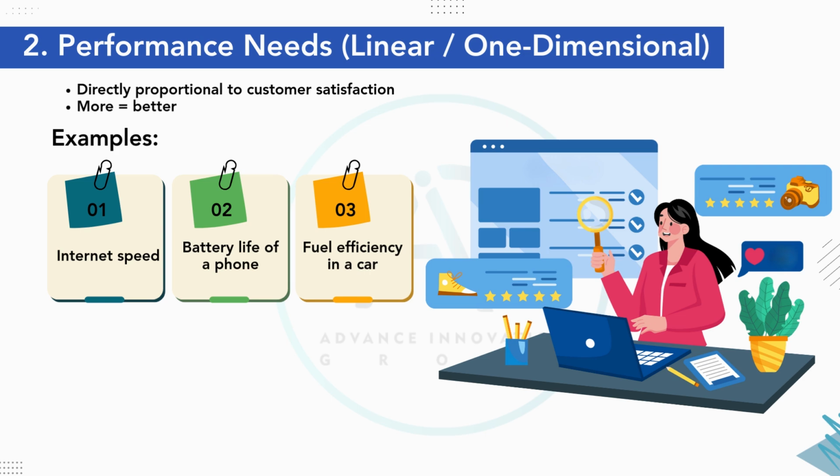Key characteristics: directly proportional to satisfaction. More is better. Higher speed, longer life, better efficiency. Examples: internet speed, the higher the speed, the happier the customer. Battery life of a phone, longer battery, better user experience. Fuel efficiency in a car. The more mileage, the more satisfaction. These are the features customers often talk about and expect companies to improve over time.